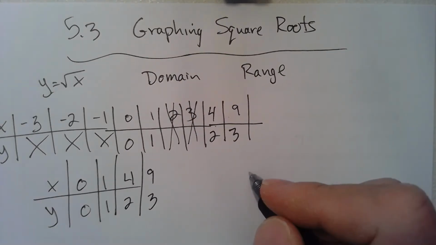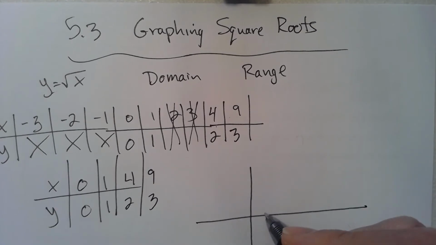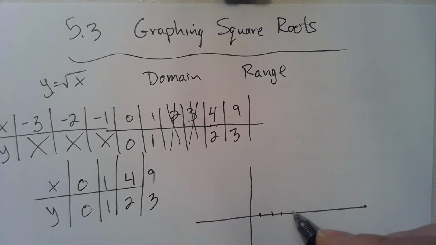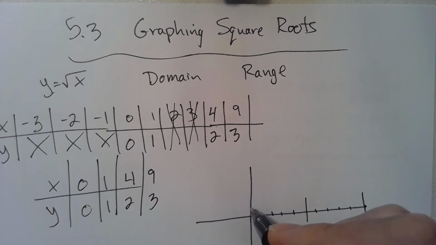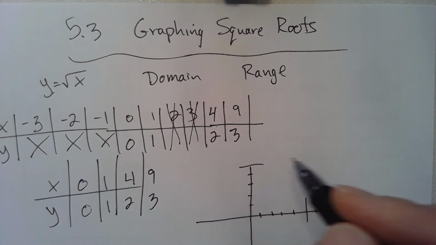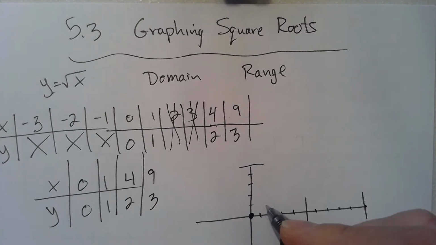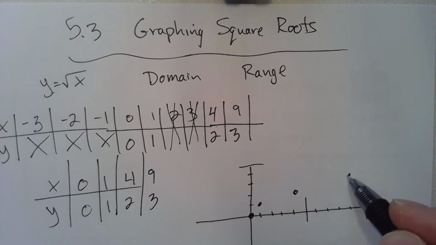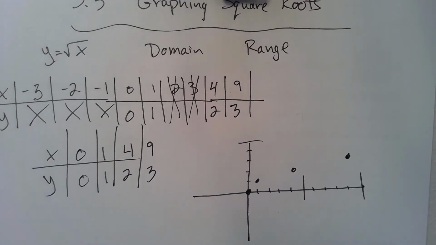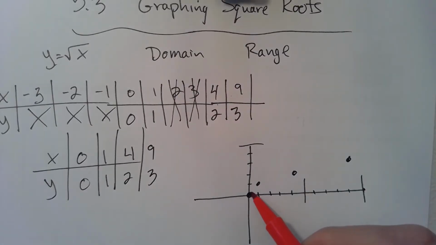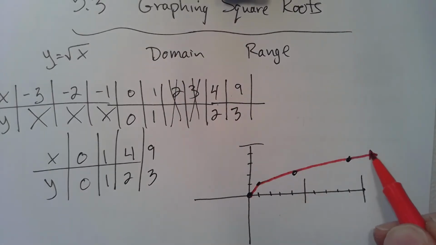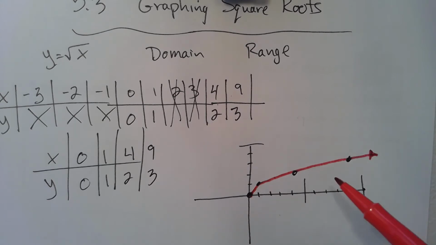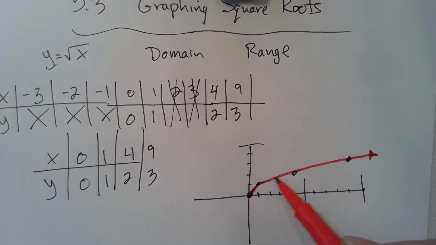So if I was going to plot, x is 0, 0, 1, 1, 4, 2, 9, 3. You can see it's not a straight line. It's actually curving like this. So this is half of a sideways parabola if I drew it correctly. So imagine that the whole parabola would be like that. It's just the top half of a parabola sideways.